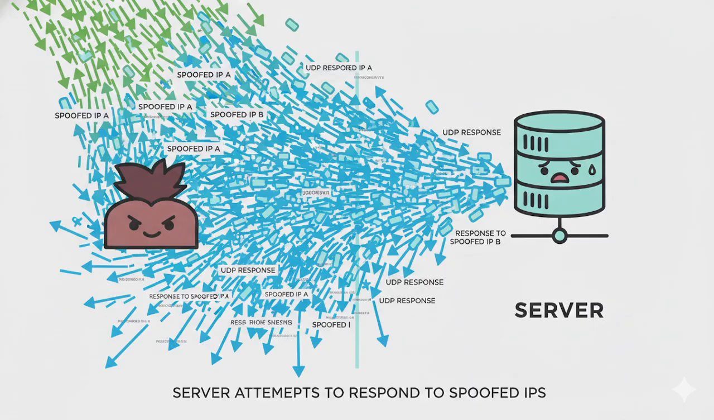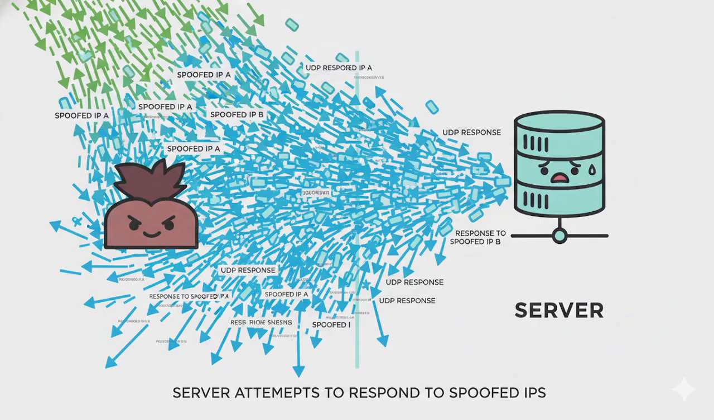So let's jump into step 3. In this stage, the server is now desperately attempting to respond to the flood of spoofed IP requests. Each blue arrow represents a UDP response being sent out. So the server is trying to respond to each UDP request, and all these blue arrows denote that.